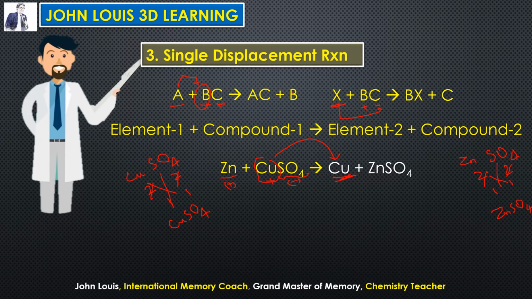Okay. So now let us see one more example. Here it is chlorine plus potassium bromide. So we know chlorine is a negative element. And potassium bromide: potassium is positive, bromide is negative. Since chlorine is a negative element, it will displace the negative ion, bromine, from the compound.